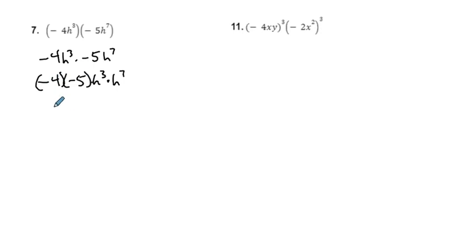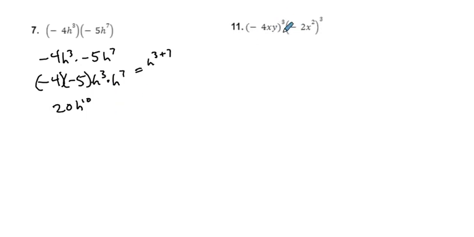Negative 4 times negative 5 gives you positive 20. And then for these, you have 3 h's, and you're multiplying them by 7 h's, right? Multiplying together, so you add the exponents. So this is going to be h to the 3 plus 7, which is h to the 10th power.